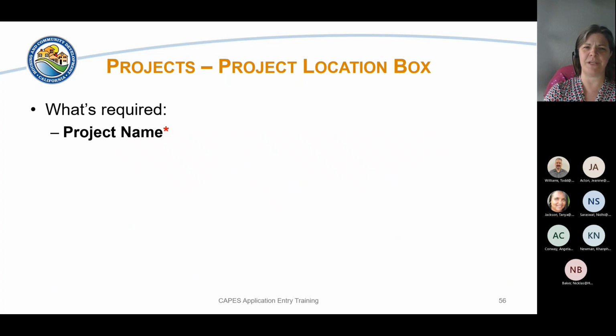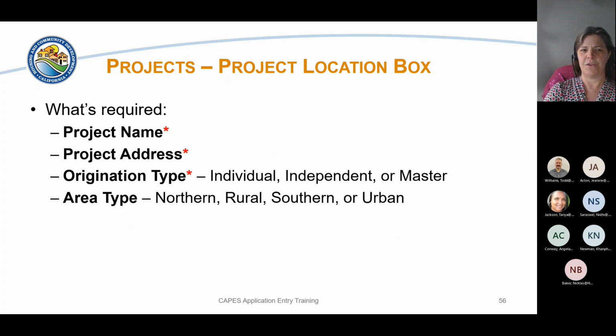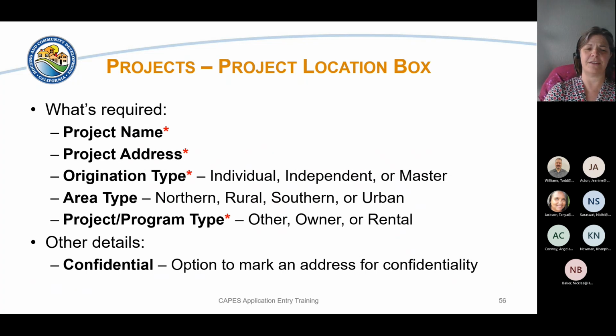So in order to save this project, we need to provide the project name, the actual address of the project. If the given address is a PO box, it is okay to list it. We'll talk about some complications with that. We indicate the origination type. You'll have a number of options, but specifically we'll be choosing independent at this stage. Not technically a required field, but because it's something that we're really tracking on, we have an area type, so we can indicate whether it's northern or southern, rural or urban, one of those 4. We also indicate the project or program type, so whether this is an other owner or rental. And we'll talk about being able to mark project addresses as confidential.